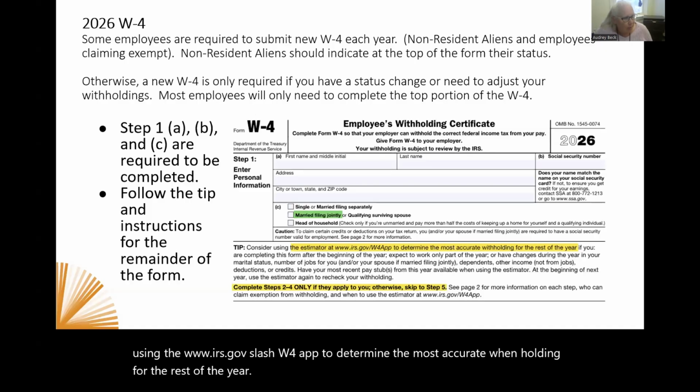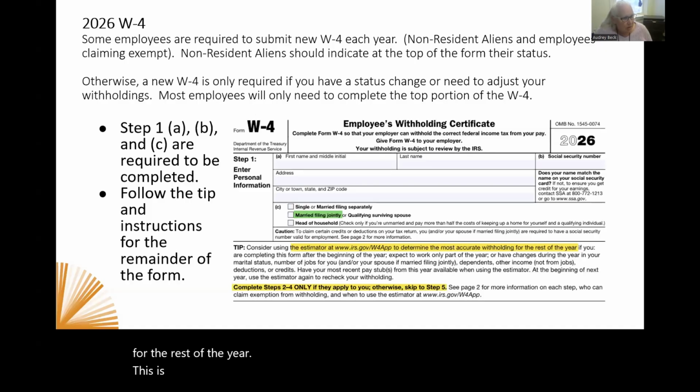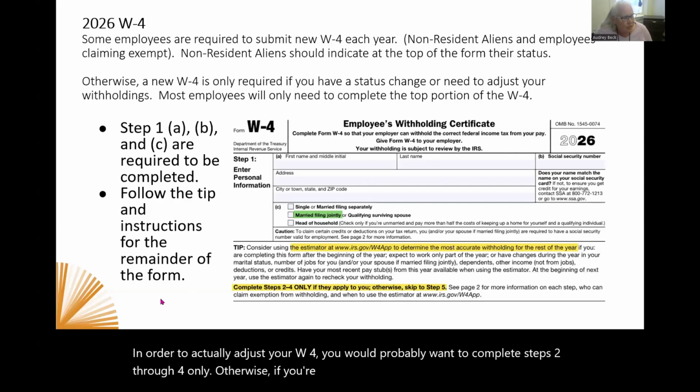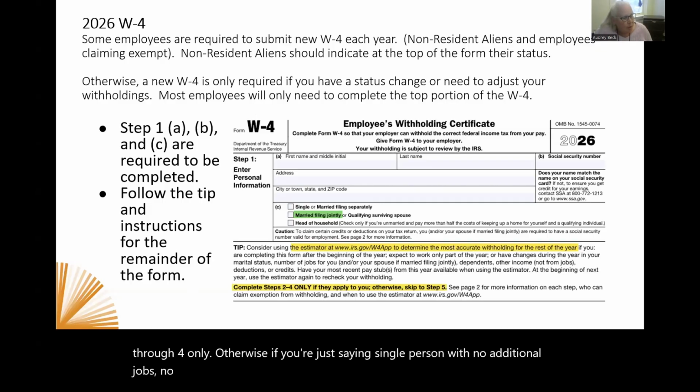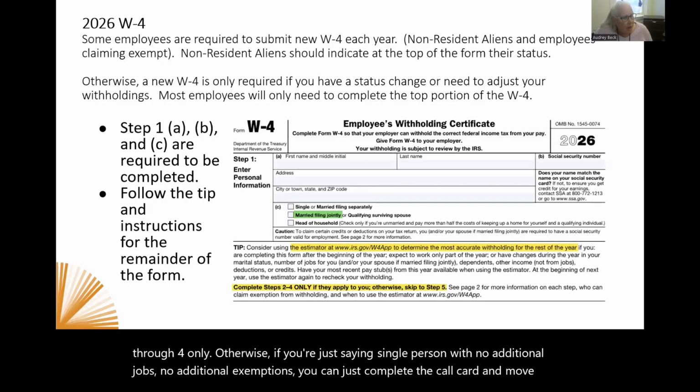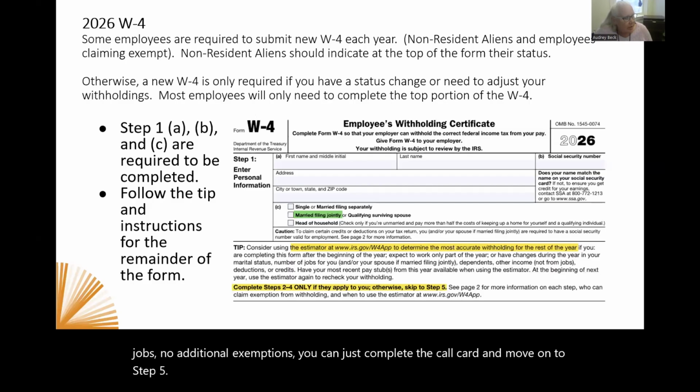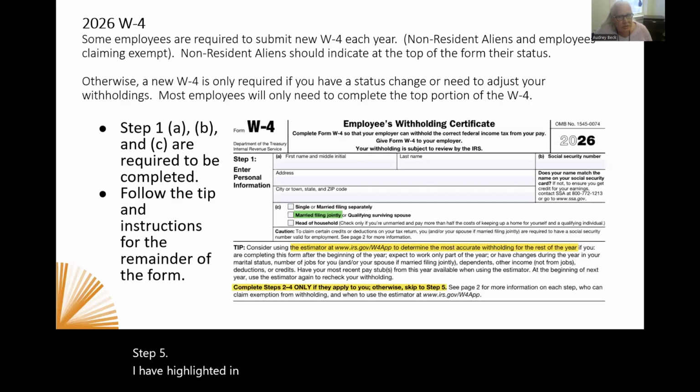This is very, very important, especially as we start talking about people trying to file exempt. In order to actually adjust your W-4, you would probably want to complete steps 2 through 4 only. Otherwise, if you're just a single person with no additional jobs, no additional exemptions, you could just complete the top part and move on to step 5. I have highlighted in green here, married filing jointly. So if you'll go to the next slide.